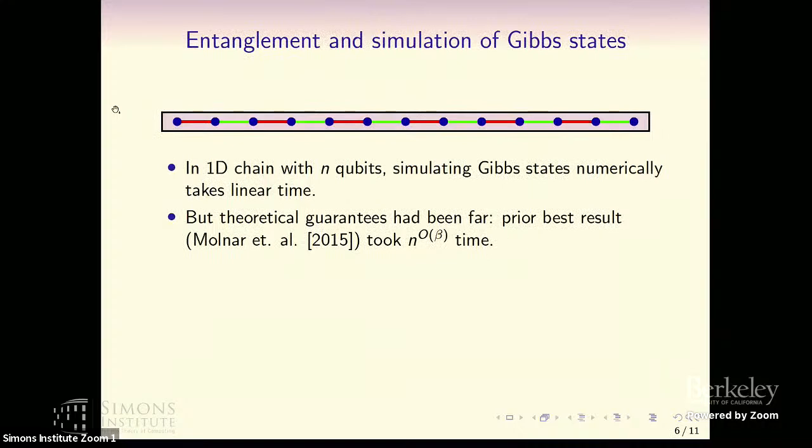So the first result that I talk about concerns the Gibbs states that I showed you earlier. In one dimension, these Gibbs states, which are very important in physics to predict the behavior at high temperatures, simulating them is a very standard task. And in heuristic methods, simulating them usually requires just linear time, linear in the number of particles. It doesn't take more than that. But any rigorous proof that there is a simulation method in the prior works required a lot of time. For example, it required a high polynomial time to run.